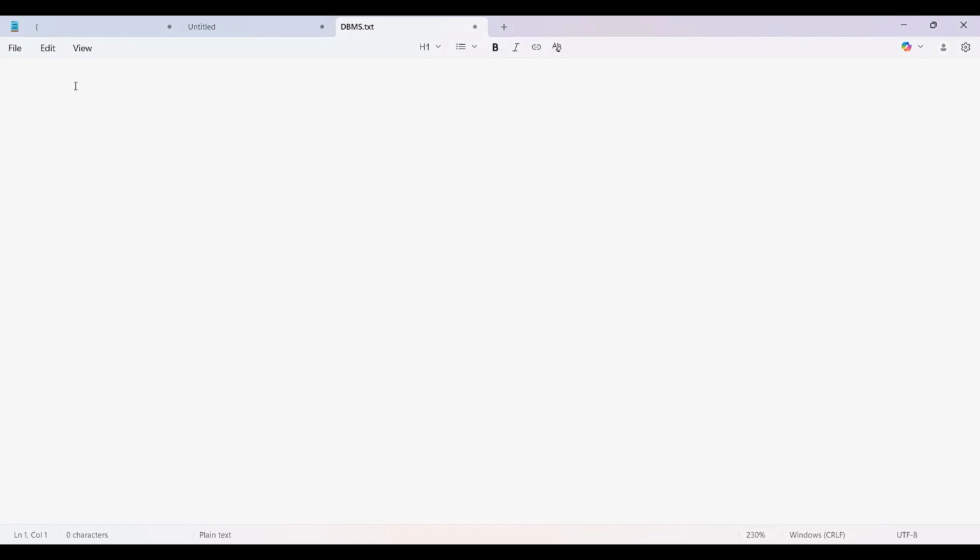So today's topic is DBMS. So what is DBMS? This is the first session, guys, we have. The full name is Database Management System. So what does it do? It is used to manage the data inside the database.